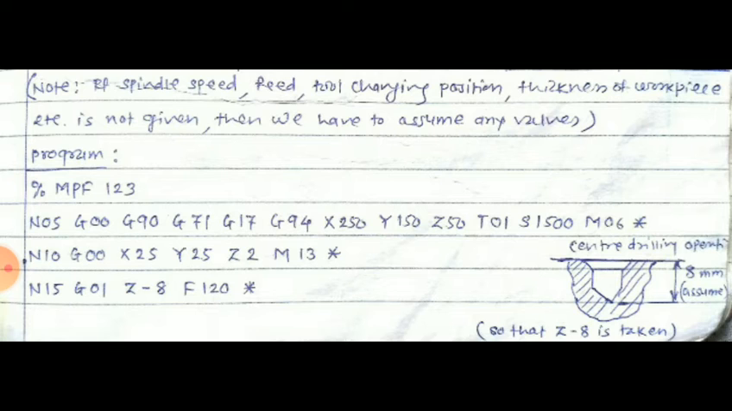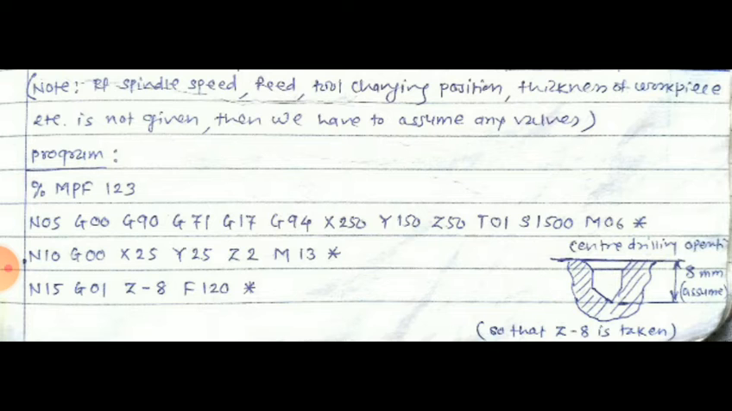Then next is N15, G01, Z-8, F120. So the tool is moved to 8 mm depth for center drilling. That is, the tool is moved in a downward direction at a controlled feed rate. The feed rate for that particular operation is given in the operational sequence, that is 120 mm per minute.